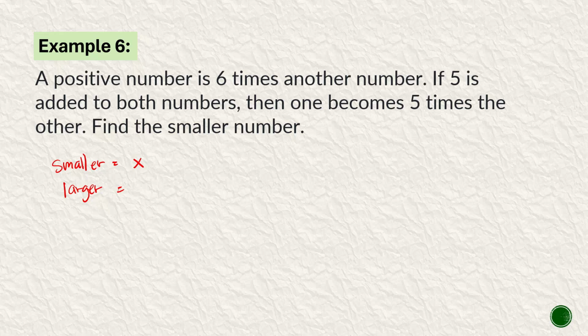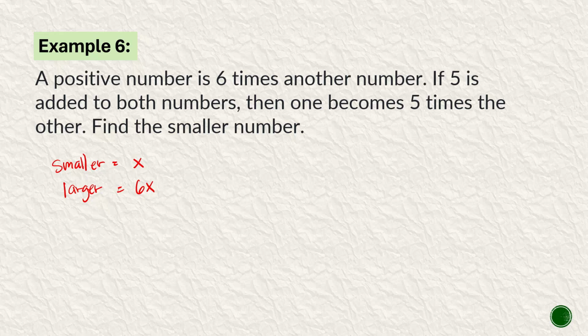Let's see. A positive number is 6 times another. 6 times the smaller. Okay? So the larger is obviously 6x. The positive number is basically the larger number. So the larger number is 6 times the smaller. So the smaller is x, the larger is 6x.